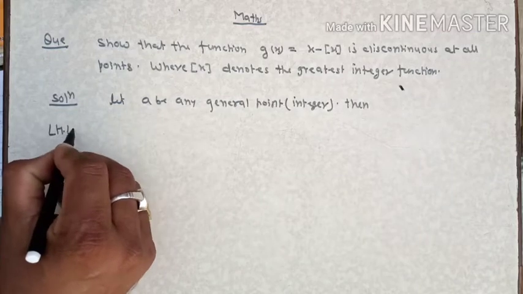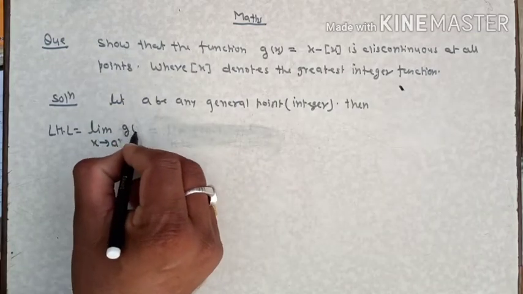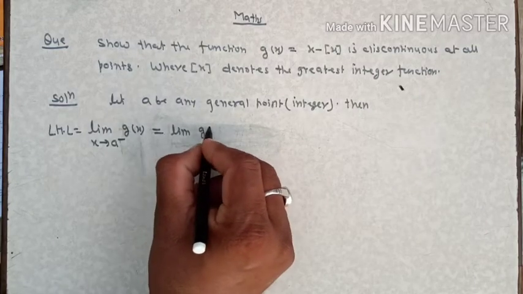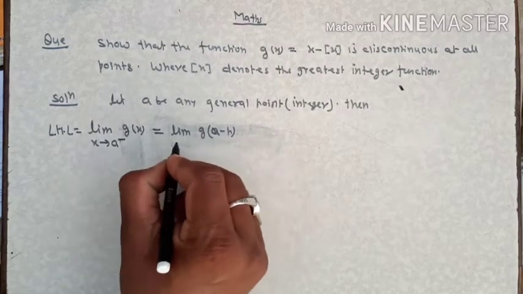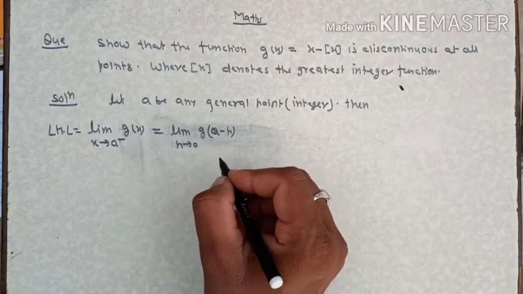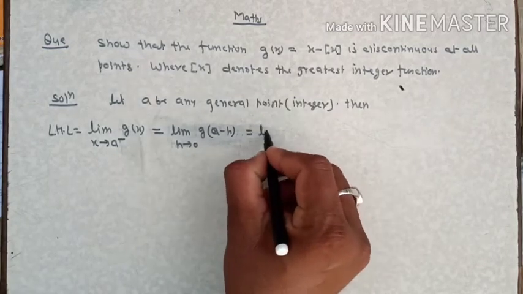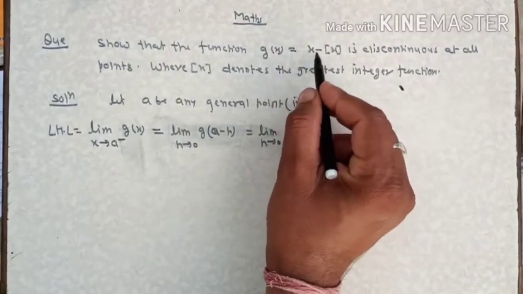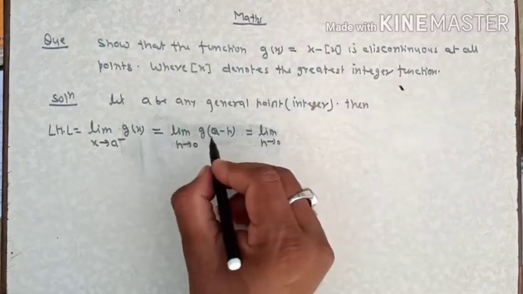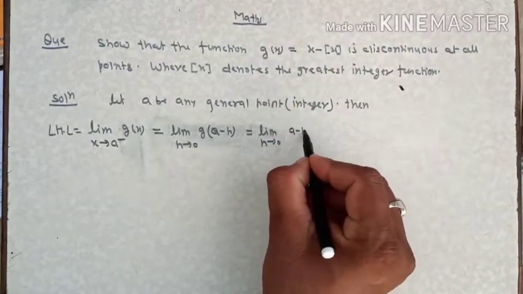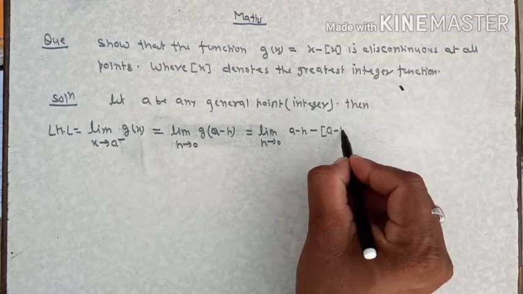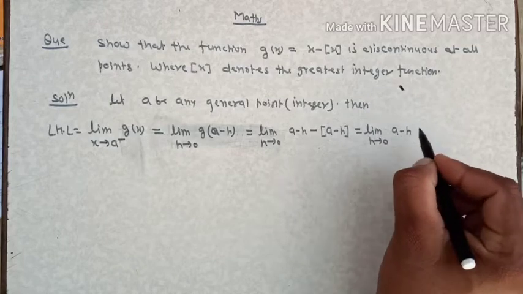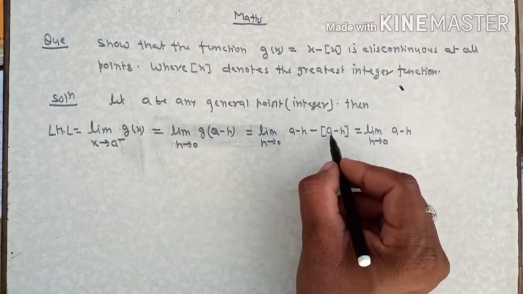So first of all, find the left hand limit. Limit of g(x) as x tends to a negative equals limit of g(a - h) where h tends to 0, where h is very small. The function is g(x) = x - [x]. So in place of x put a - h. So (a - h) - [a - h], limit as h tends to 0.